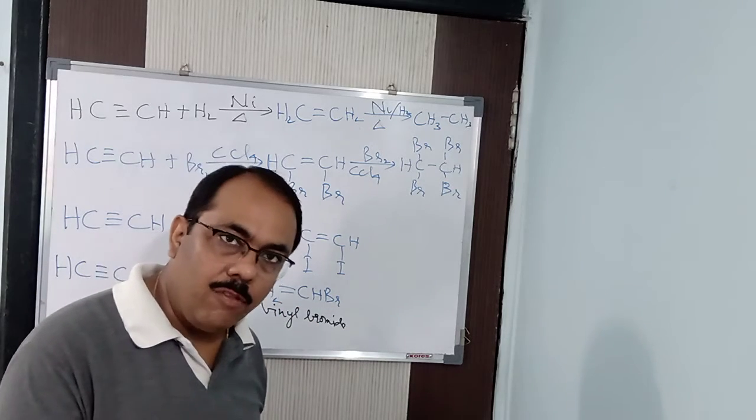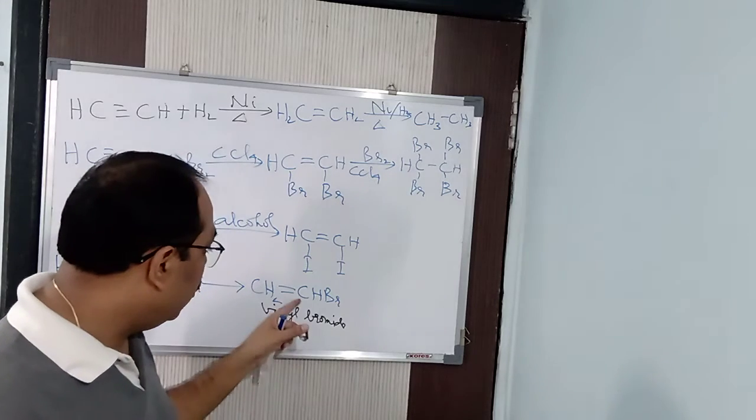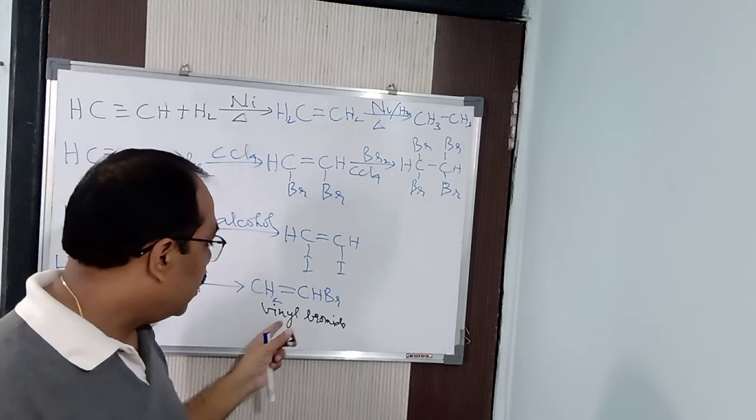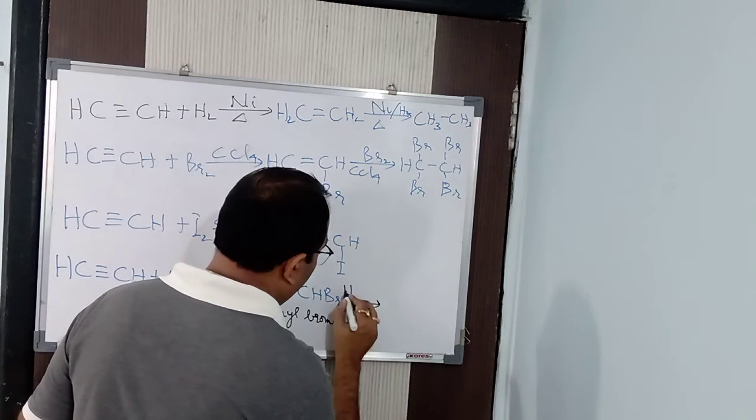From ethene, if I remove one hydrogen, what is it? Ethene is CH2 double bond CH2. From there, if you remove one hydrogen, then you will be getting CH2 double bond CH. So that is called vinyl. The name is vinyl.